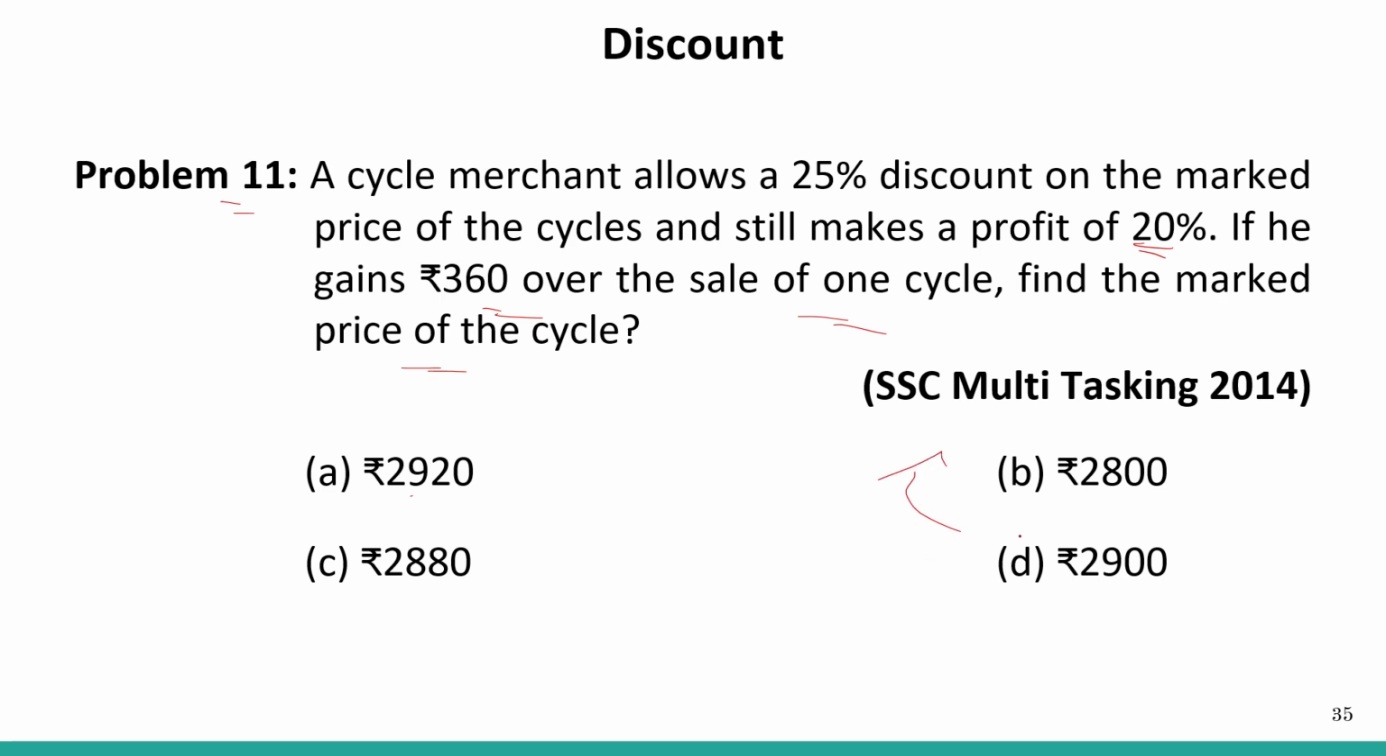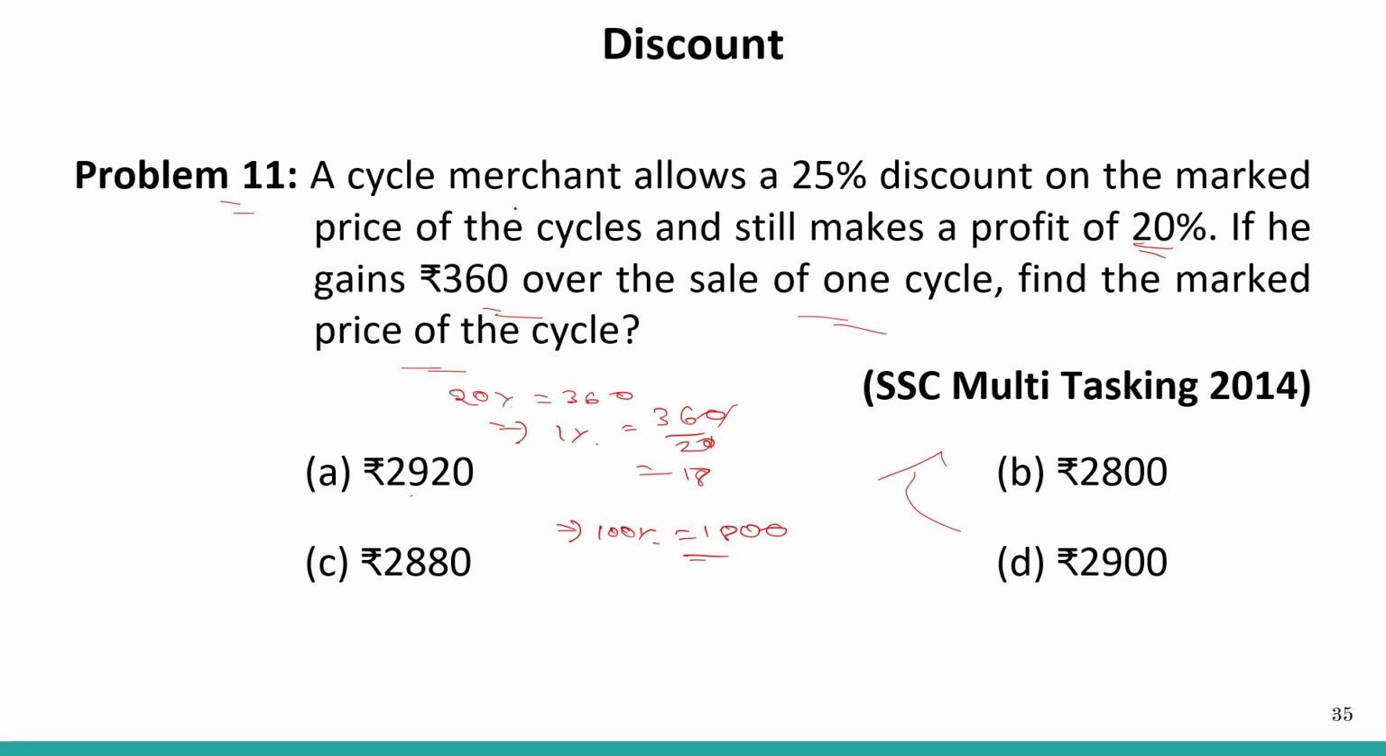Okay, so the cycle merchant allows 25% discount, and still makes a profit, so it will be what? So if he gains 360 over the sale of one cycle, so profit 20% is equal to 360. So this implies that 1% is equal to 360 by 20 is equal to what? The zero gets cancelled out, it is 18. So this implies that 100% is equal to 1800, right?